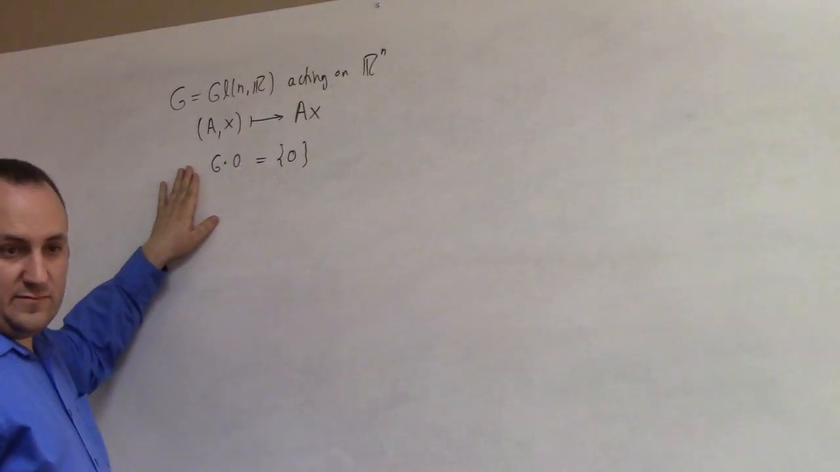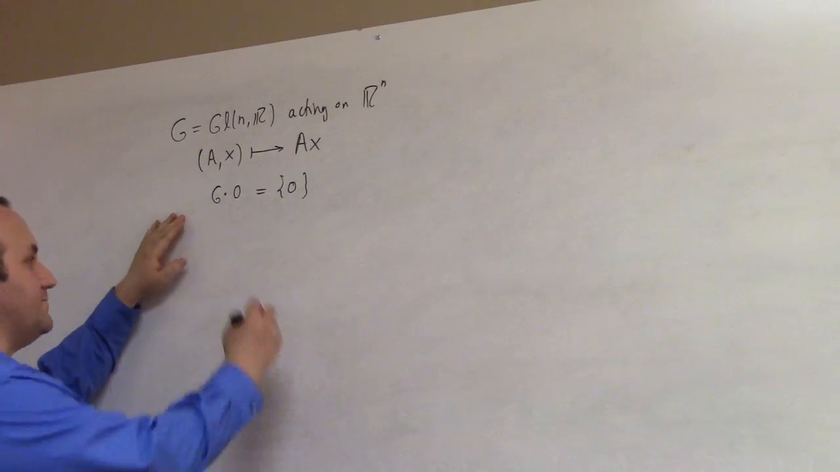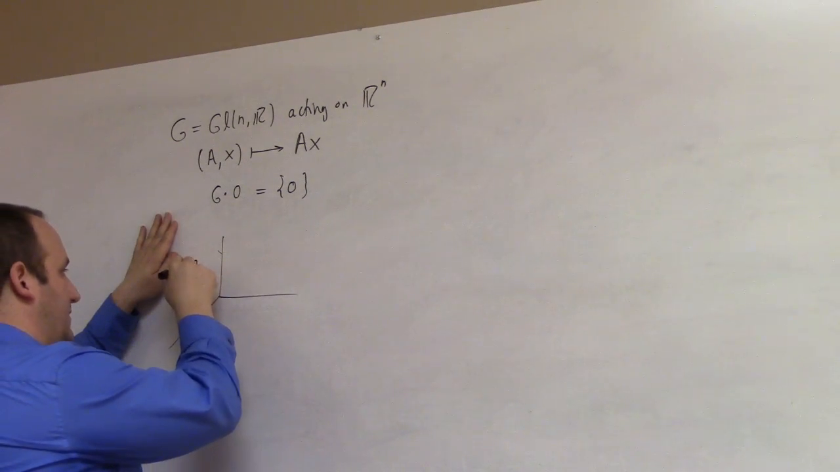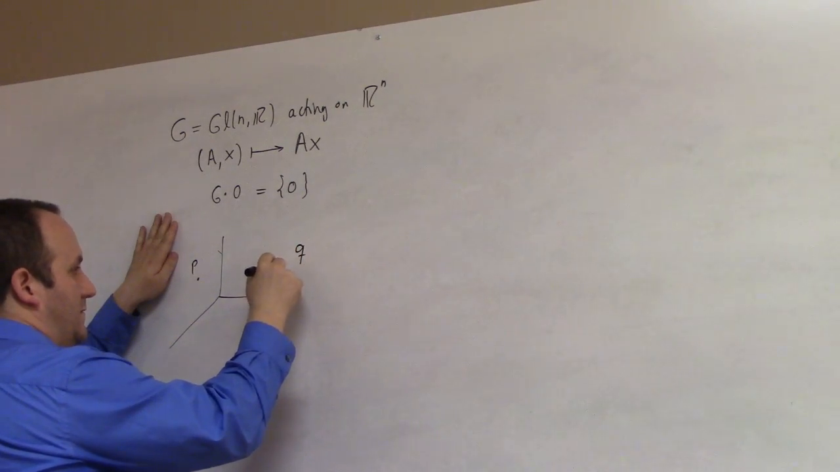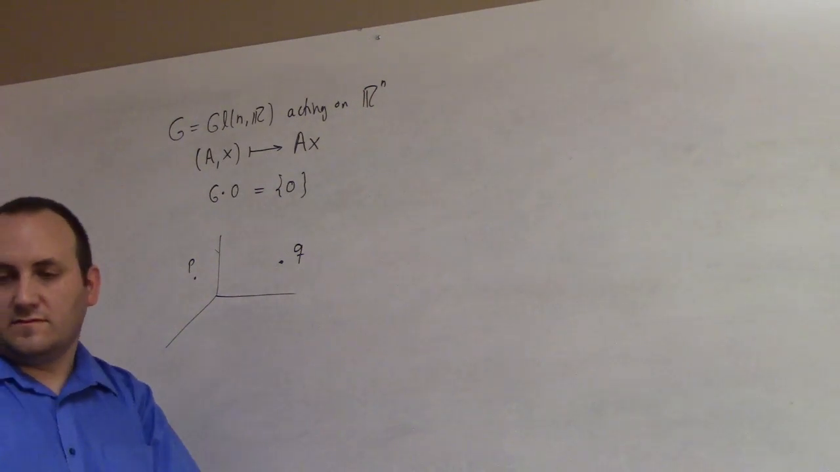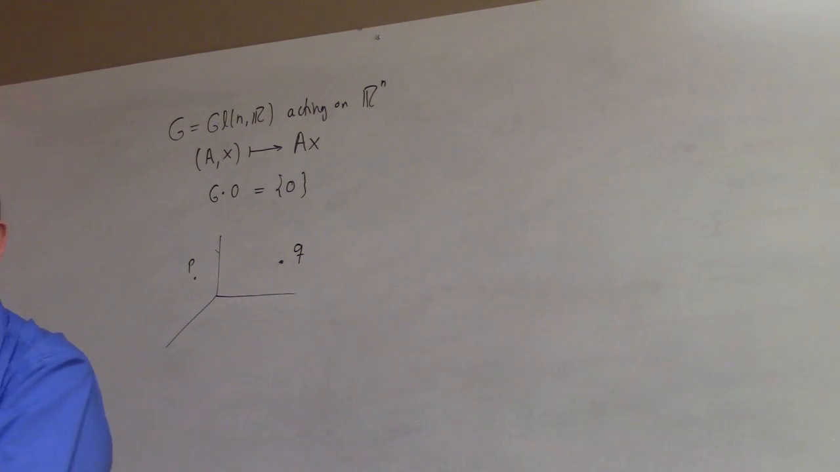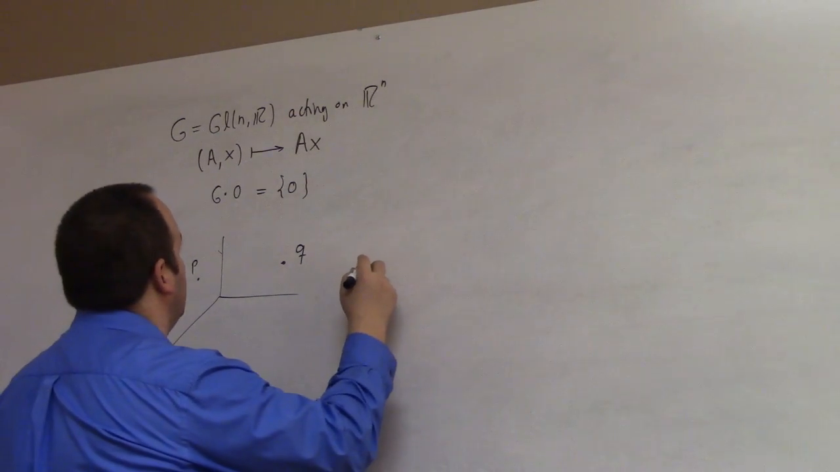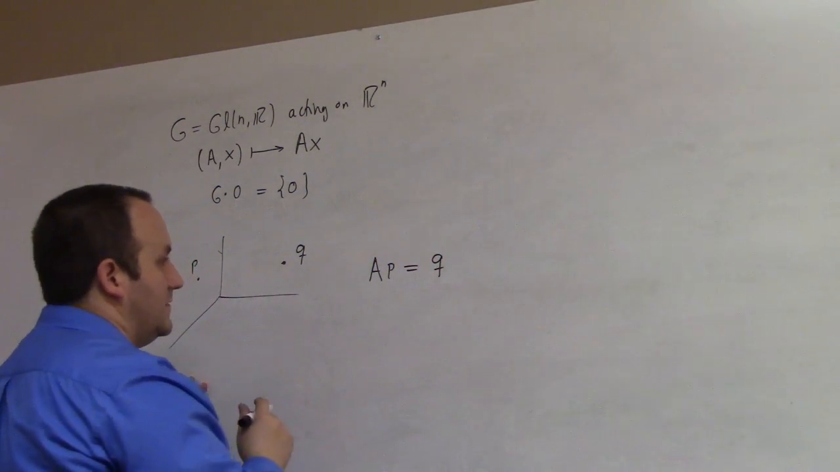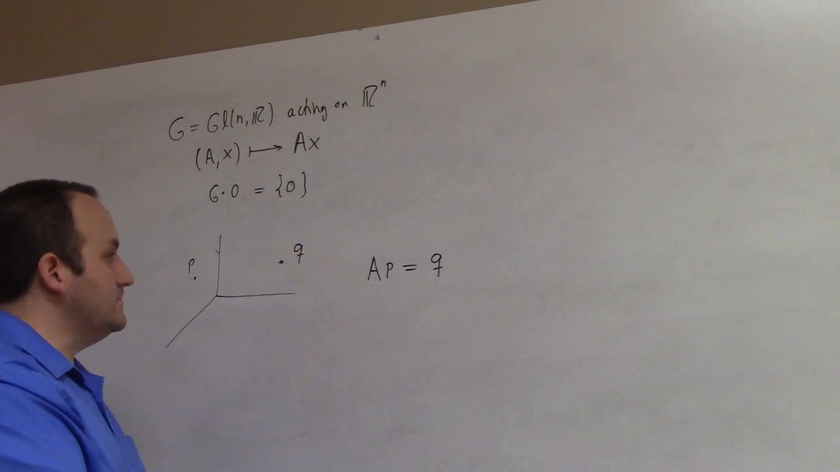So that's that. Now think about this. Here's Rn, right? Here's two points, P and Q. Can you connect these? Does there exist an invertible matrix that will take you from one to the other? Well, GLN is path connected. I guess what I'm really asking is, can I solve AP equals Q for some A?